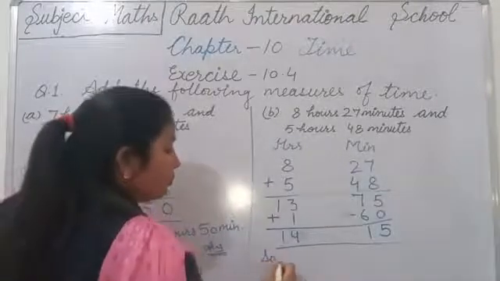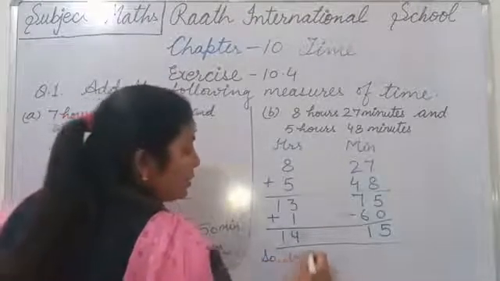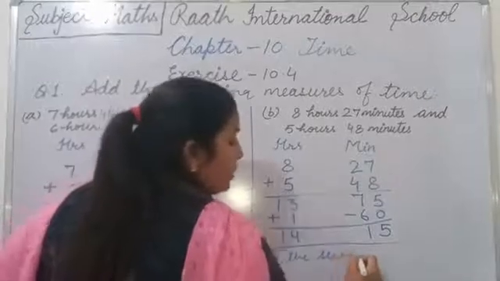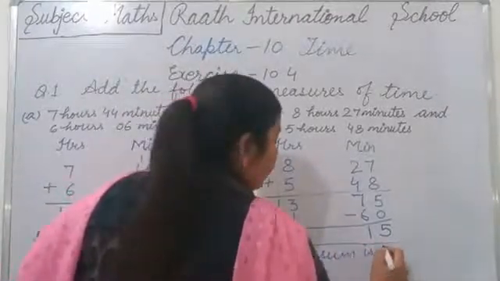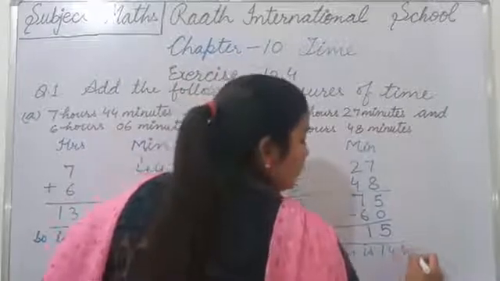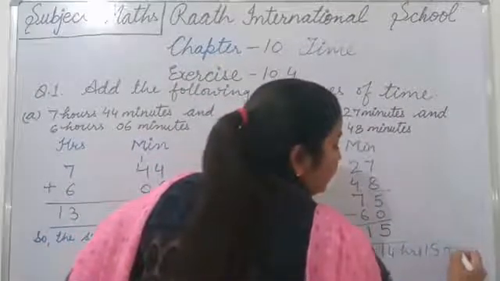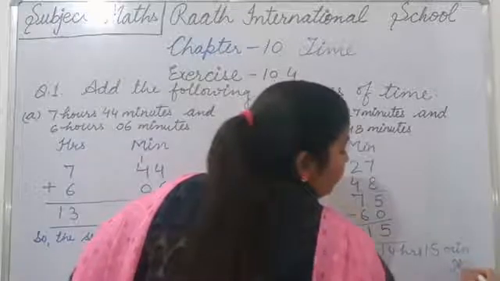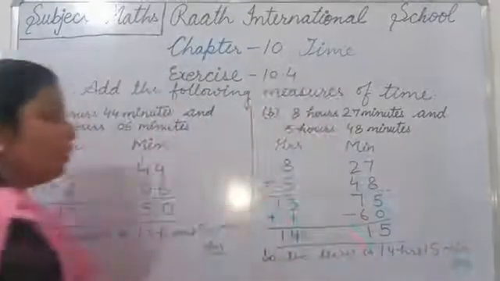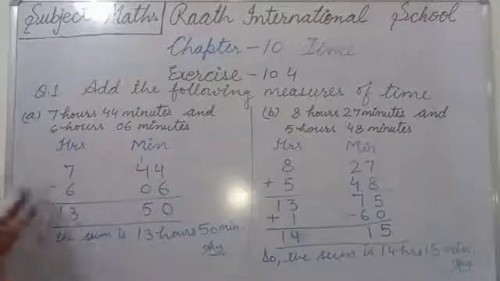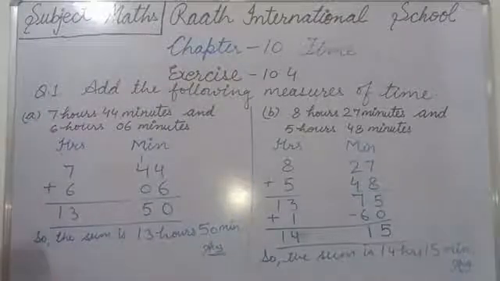So the sum is 14 hours 15 minutes. That's your answer. Okay. So like this we will do. You will do the C and D parts yourself. Now we will do question number 2.